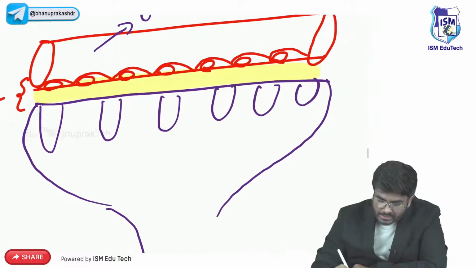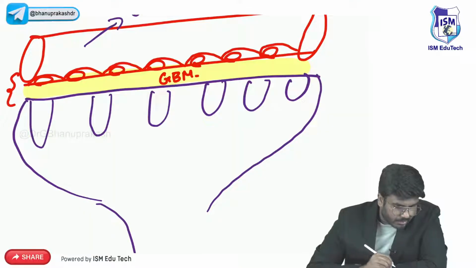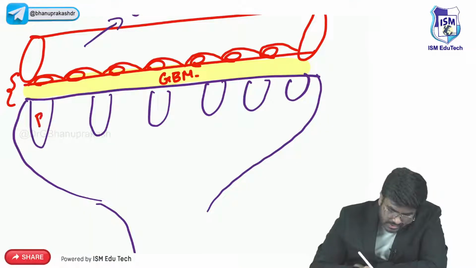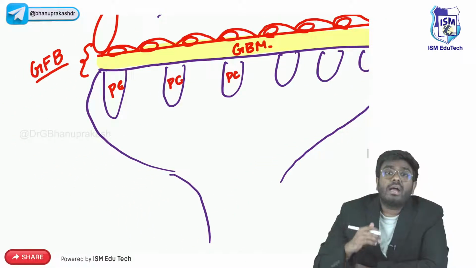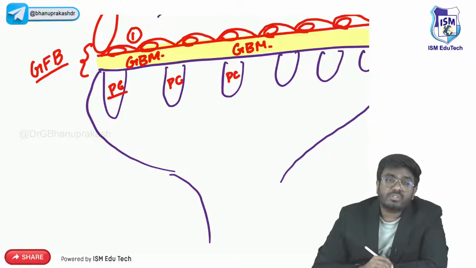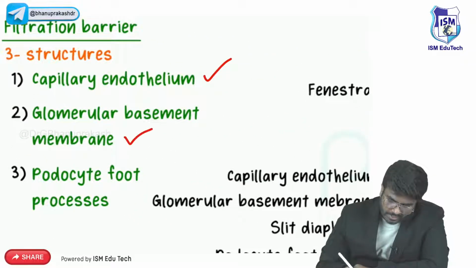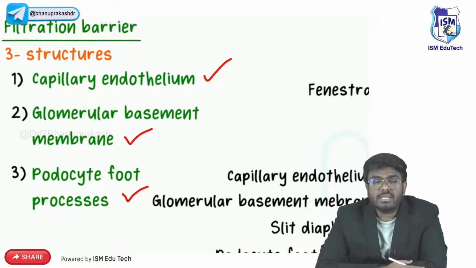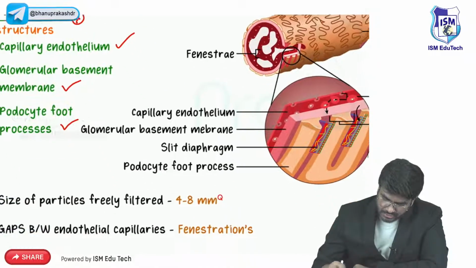So this endothelial layer is followed by the glomerular basement membrane, GBM, and the podocytic cells, PC, the podocyte layer. So the endothelial layer, the glomerular basement membrane, and the podocytic foot processes, all these three together constitute the filtration barrier. This is the MCQ that they will ask you in your exam.